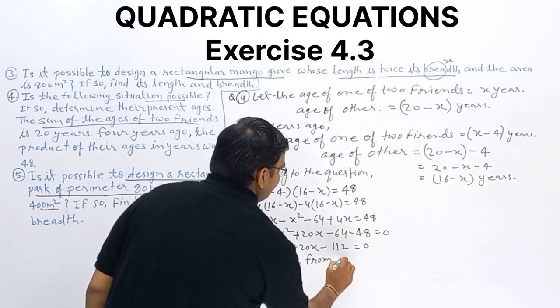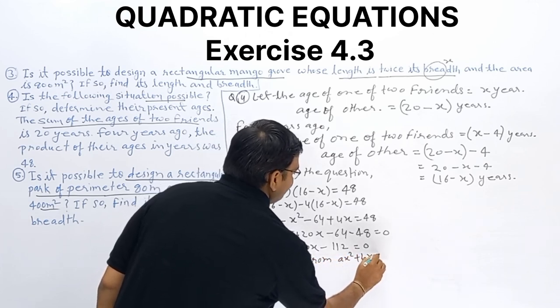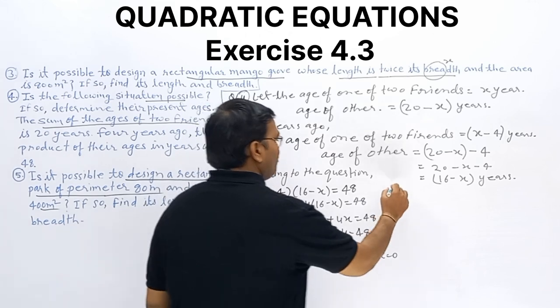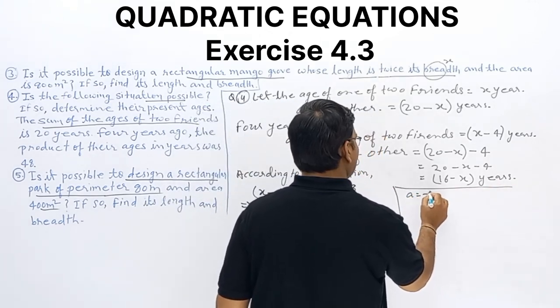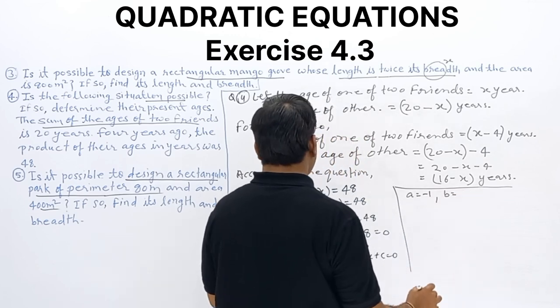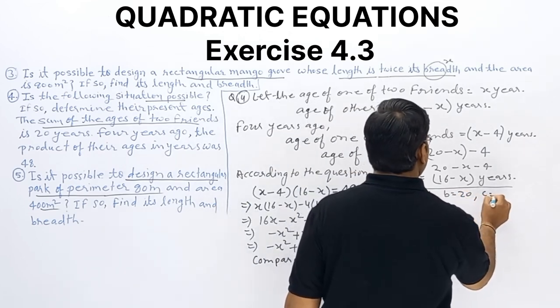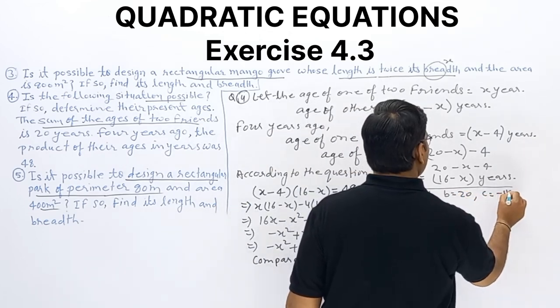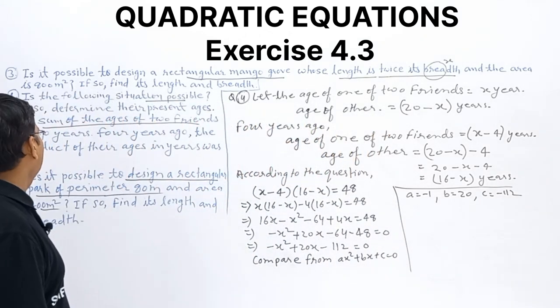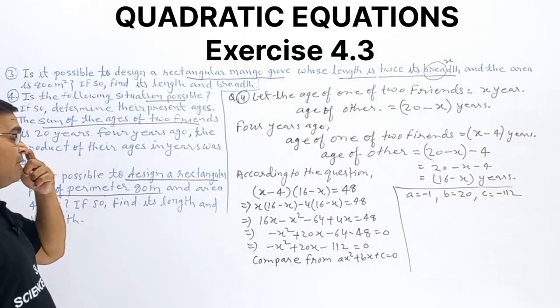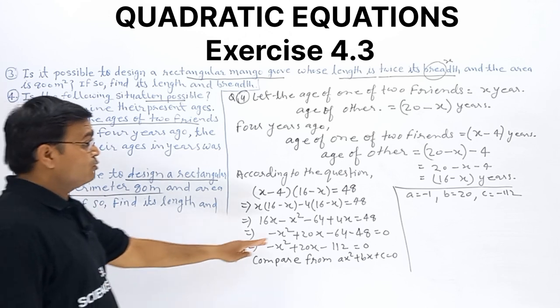From ax square plus bx plus c equal to 0, what are we getting? Compare. a equal to what? -1. b equal to what? 20. And c equal to what? -112. Clear?